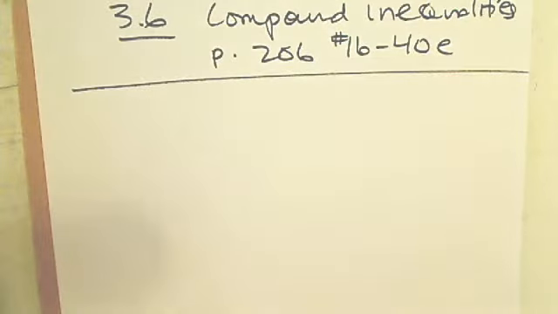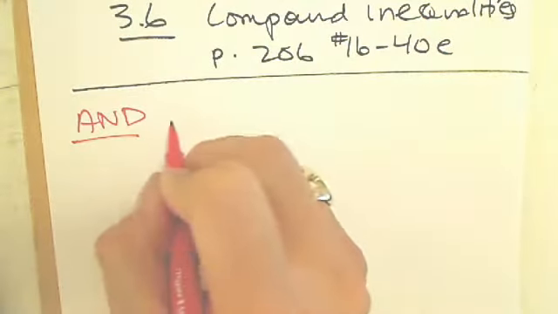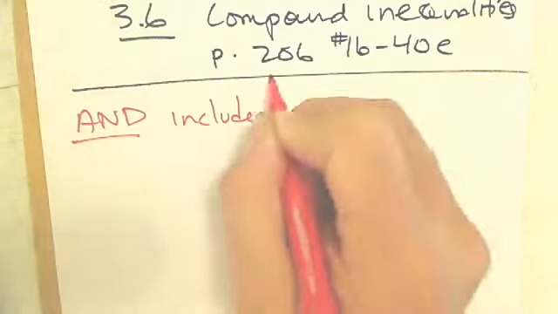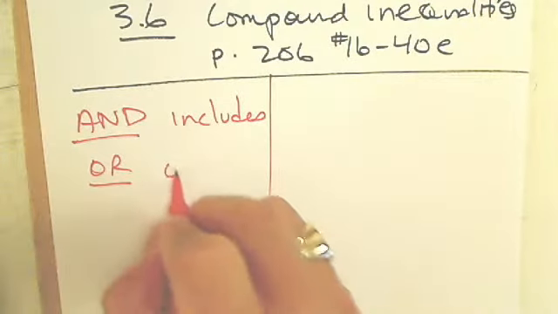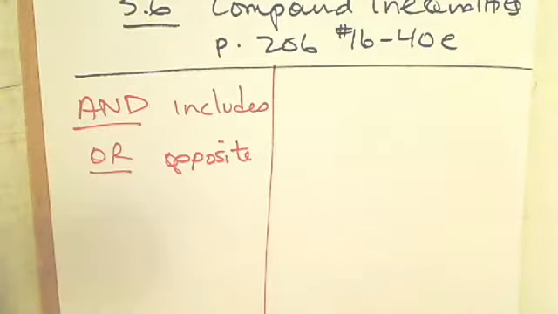You ready? Alright, this is supposed to be easy, I promise. Two words to remember: "and" includes, "or" opposites. Okay, keep that in mind.